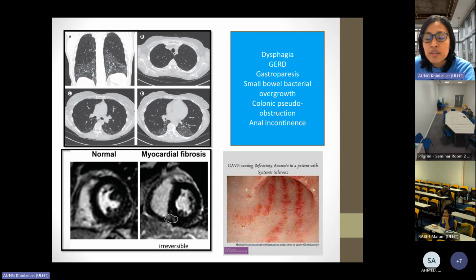So these are also features found in systemic sclerosis, especially with GI manifestations: dysphagia, GERD, gastroparesis, small bowel bacterial overgrowth, colonic pseudo-obstruction, anal incontinence. The main thing is fibrosis everywhere in the body.